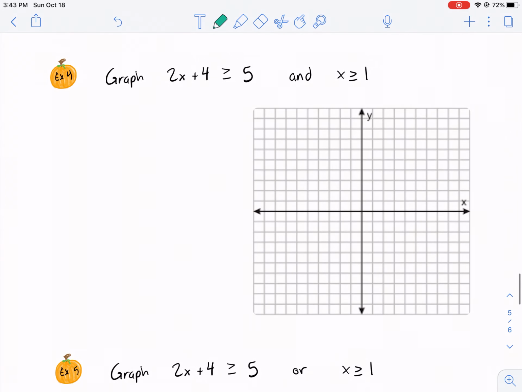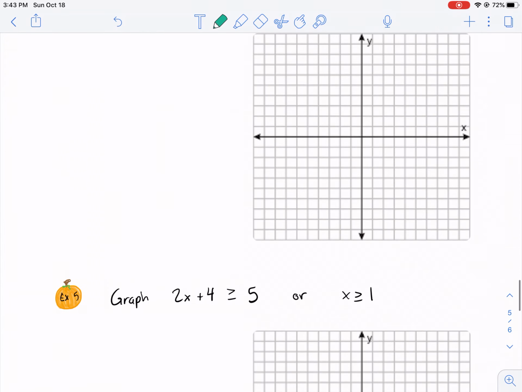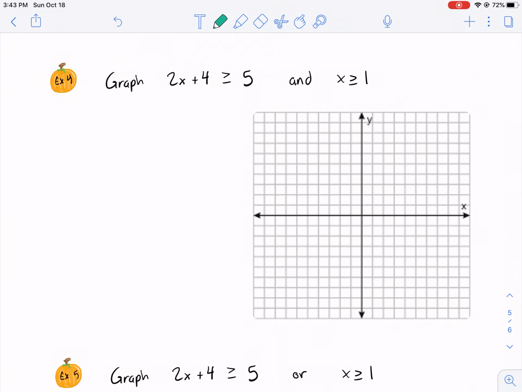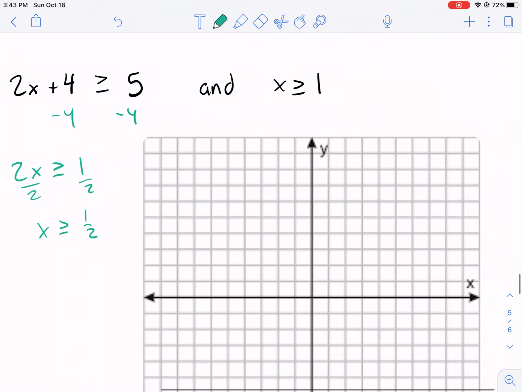Okay, I see. We have 2 different scenarios that we need to talk about. One is we have 2x + 4 ≥ 5. So we need to solve for x here. We subtract 4, we get 2x ≥ 1. So we have x ≥ 1/2 after we divide by 2. Okay, and then we also have x > 1.